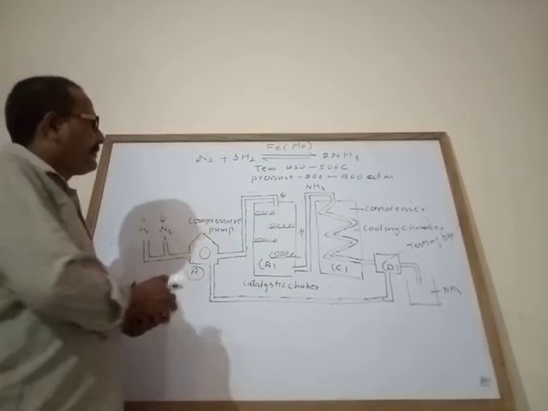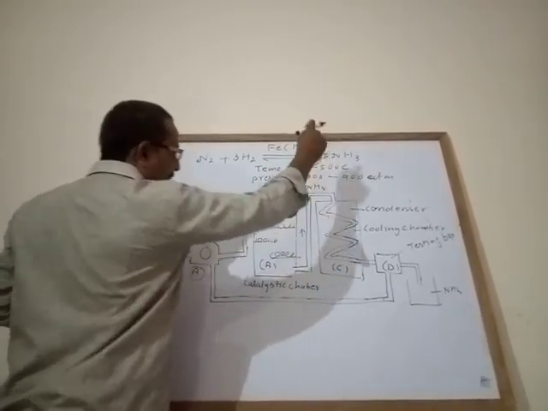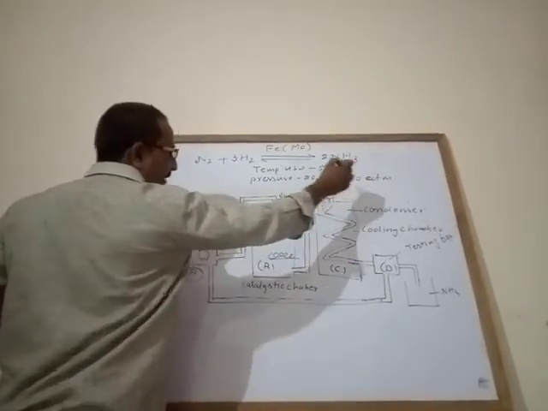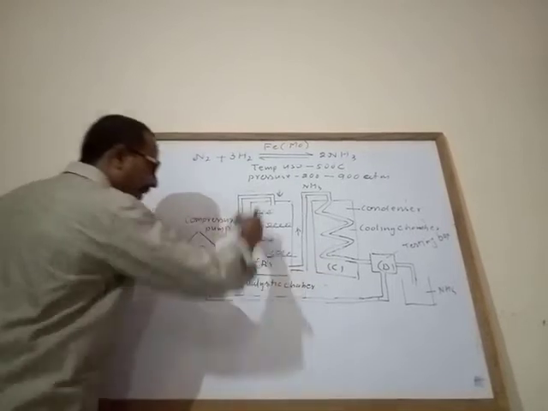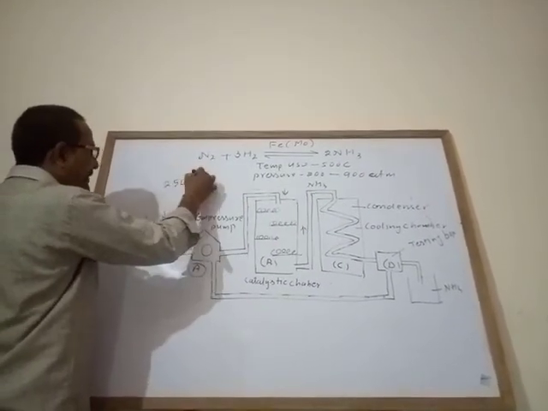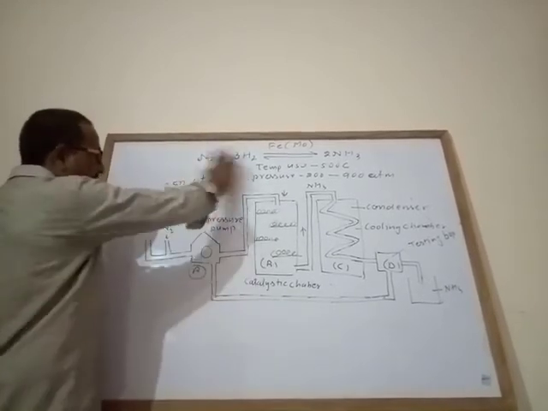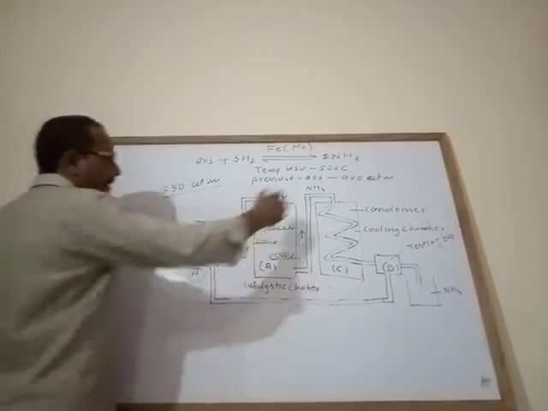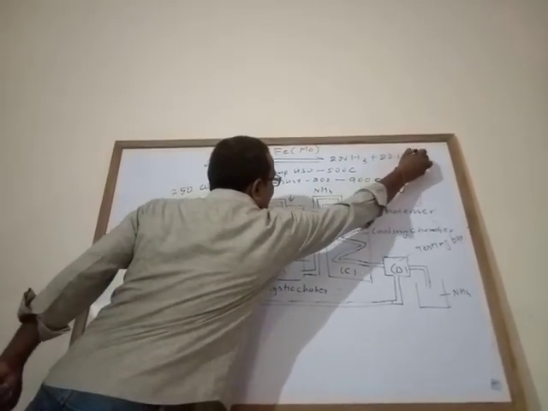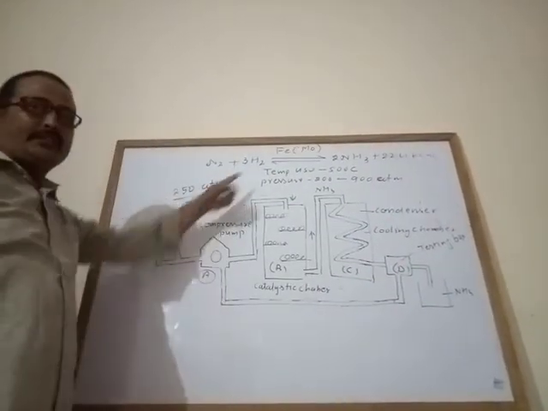Temperature I have already written, 450 to 500 degrees Celsius. Pressure 200 to 900 atmospheric pressure. See that this formation starts at 250 atm, the optimum pressure for that. This reaction is highly exothermic, means 22.4 kilocalorie heat energy is released in that reaction.